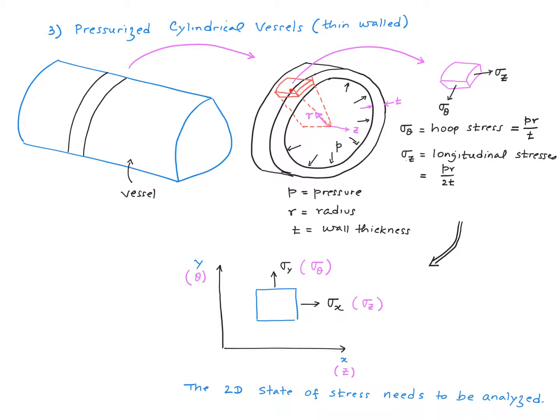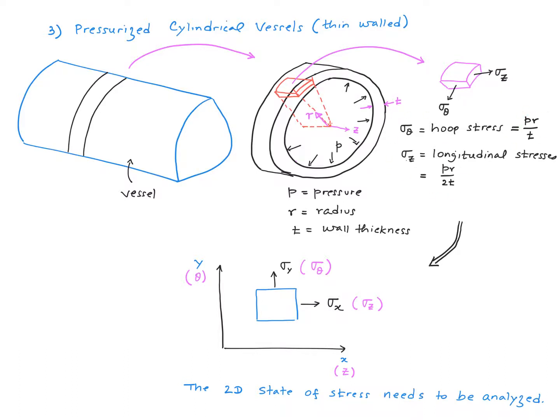If I were to mark the stresses in a differential element drawn with respect to this cylindrical coordinate system, you might recall from your analysis that this is what we have. We have a normal stress in the z direction and a normal stress in the theta direction. So this theta stress is usually called the hoop stress, and this stress in the z direction is usually called the longitudinal stress. We might also recall that these stresses are given by these simple formulas.